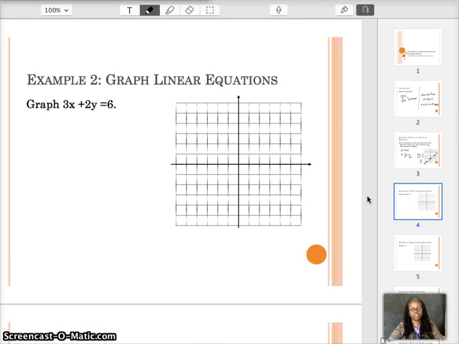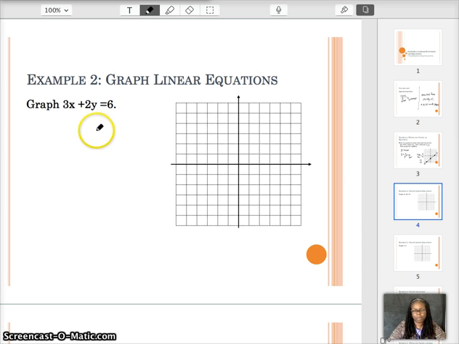In example 2, we're going to graph a linear equation, and here we have this equation. I hope you guys recognize what form this is in. It is in standard form, if that's what you're screaming. I hope you are. And so what I'm going to do is take this from standard form and change it into y equals mx plus b because it is so easy.